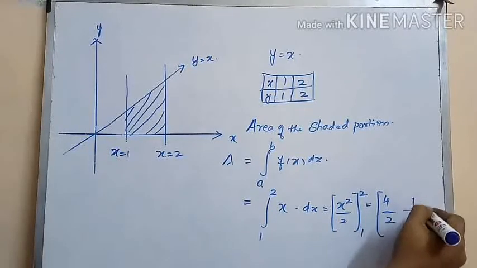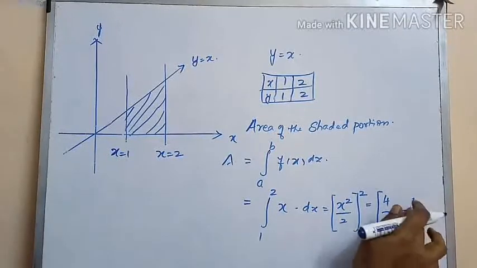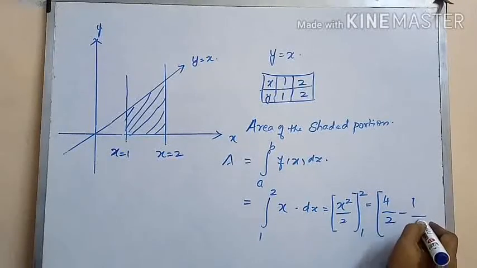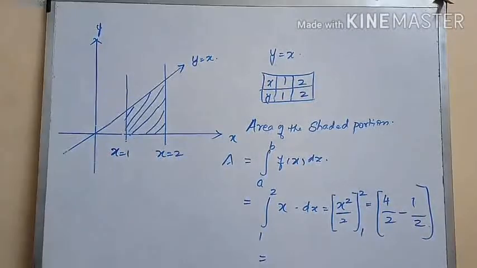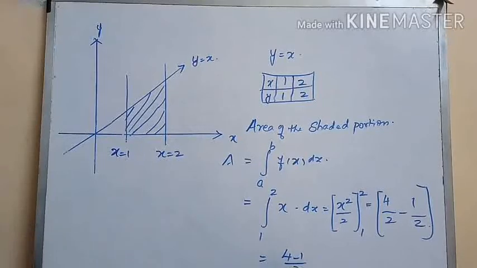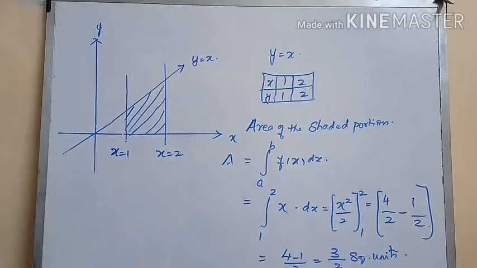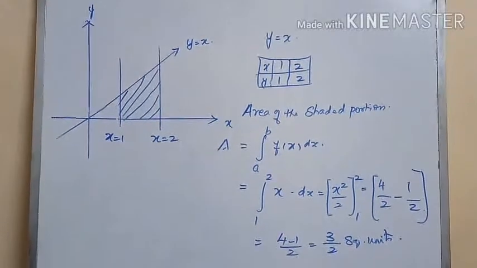Substituting the upper and lower limits, we get 4 by 2 minus 1 by 2, which is equal to 4 minus 1 by 2, which is equal to 3 by 2 square units. So this is the required area. Now let us solve the next problem.